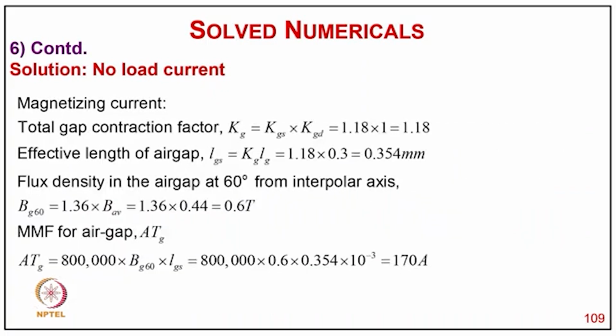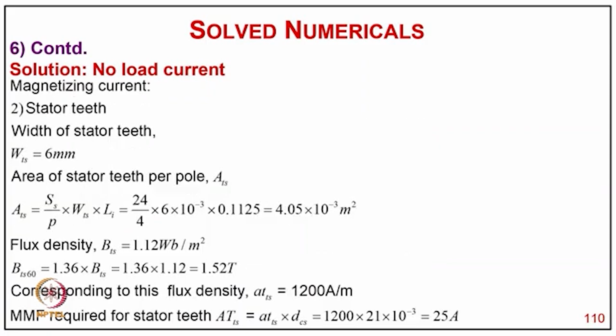There is no rotor duct present. So now coming to the total contraction factor KG equal to KGS into KGD, it comes 1.18. The equivalent length of air gap LGS equal to KG into LG comes 0.354 millimeter, and the flux density in the air gap at 60 degrees from interpolar, BG60, is 1.36 B average, that comes 0.6 Tesla. Now the MF for the air gap, ATG equals 800,000 into BG into LGS, putting values it comes 170 ampere.